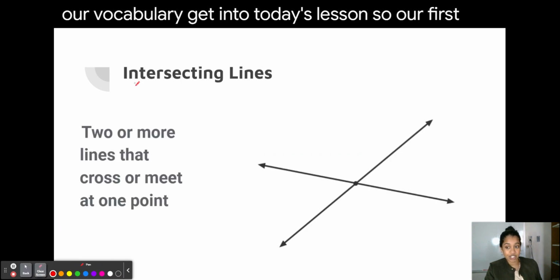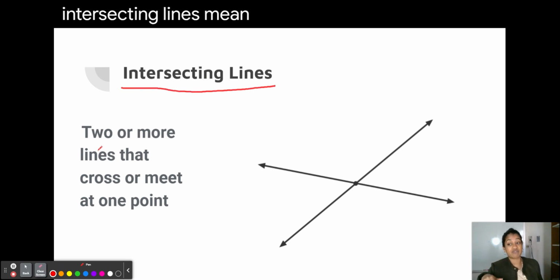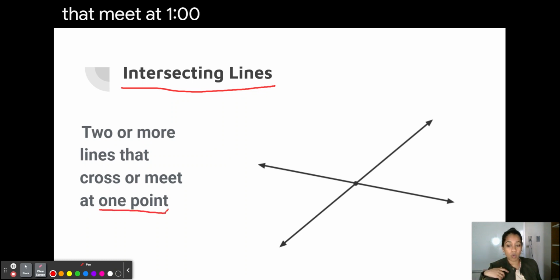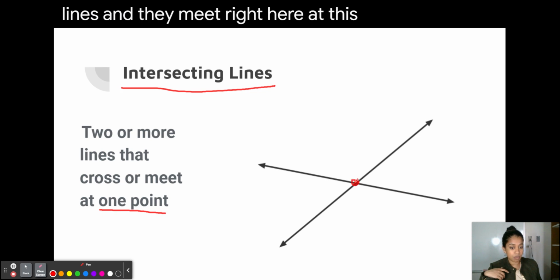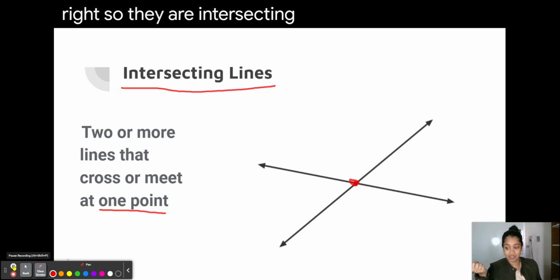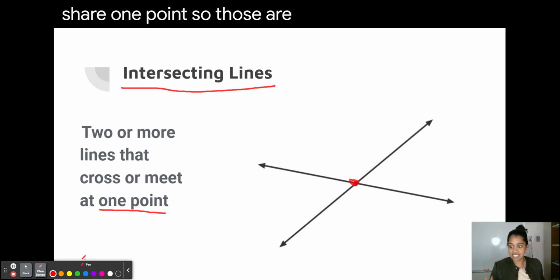Our first vocabulary word for today is intersecting lines. What intersecting lines means is we have two or more lines that meet at one point. So over here we have our two lines and they meet right at this point. So these lines are intersecting because they meet at one point. They share one point. Those are intersecting lines.